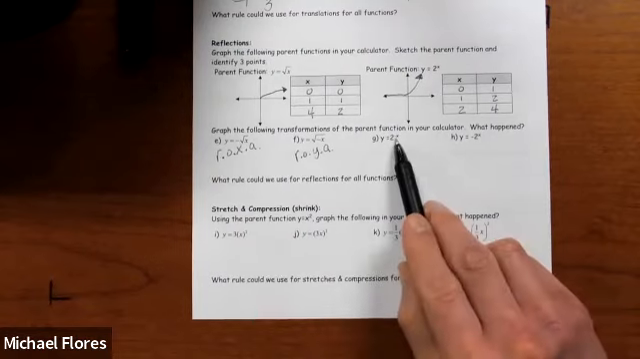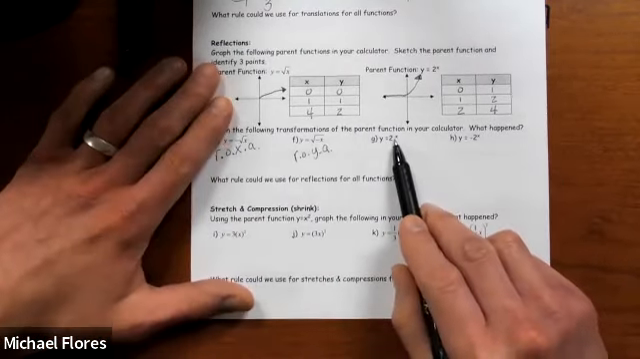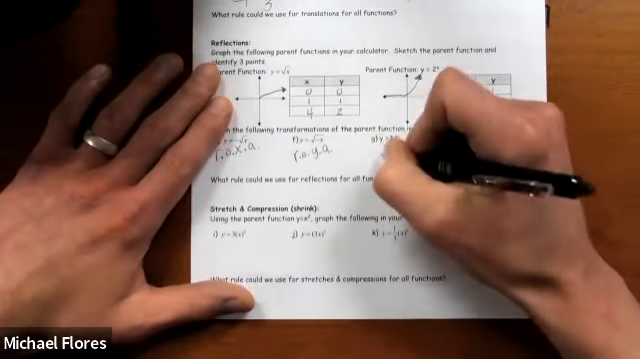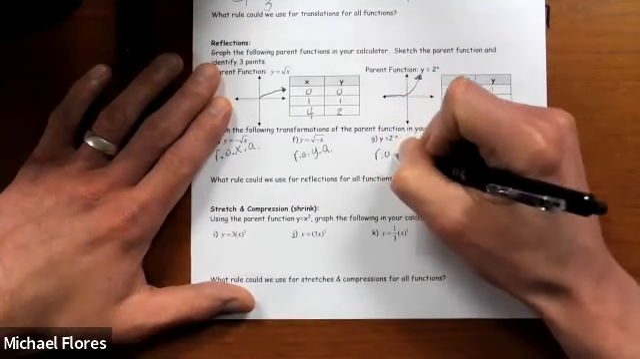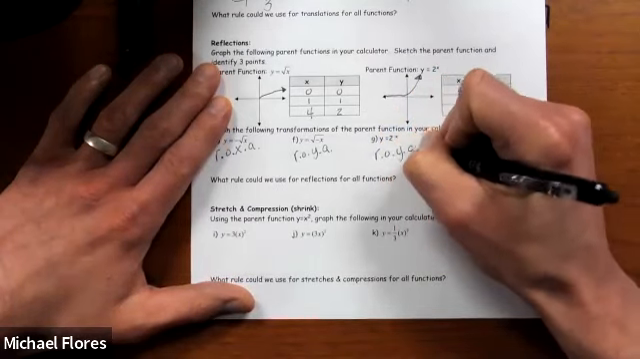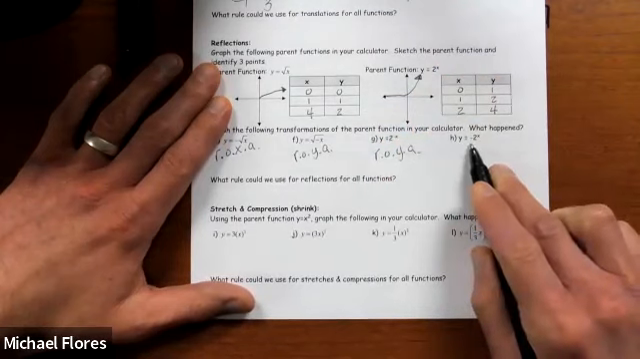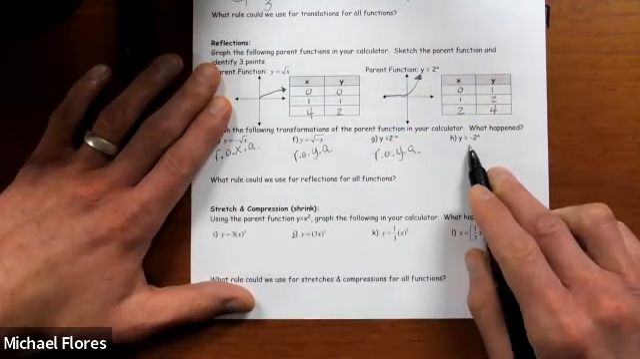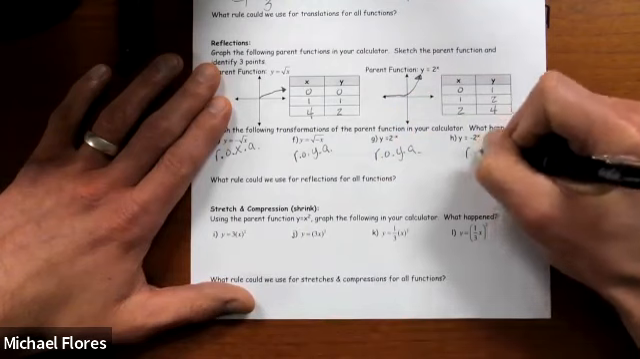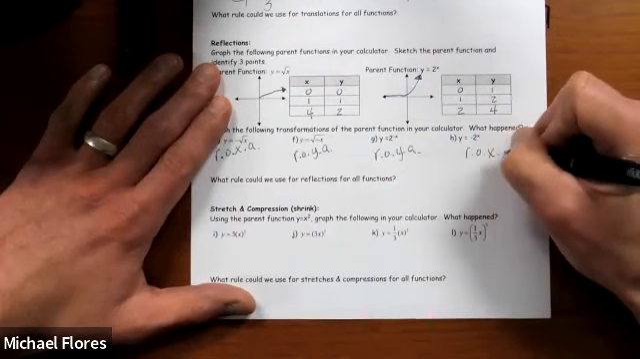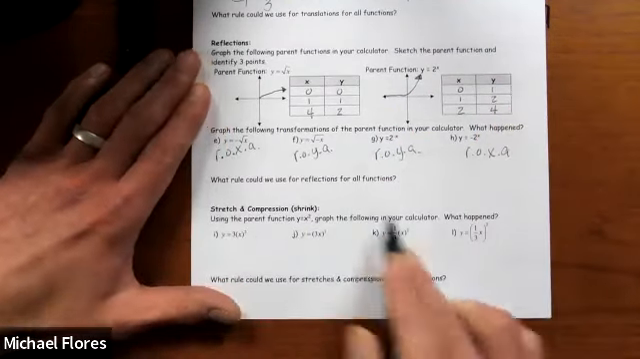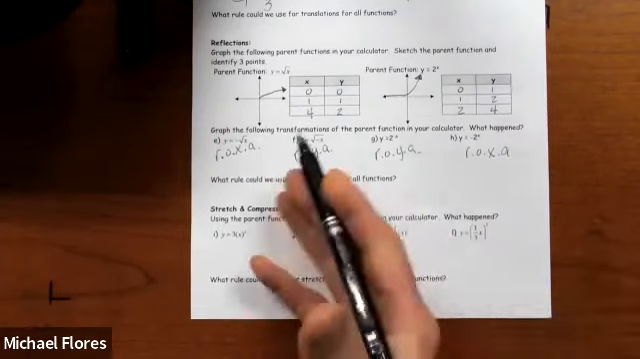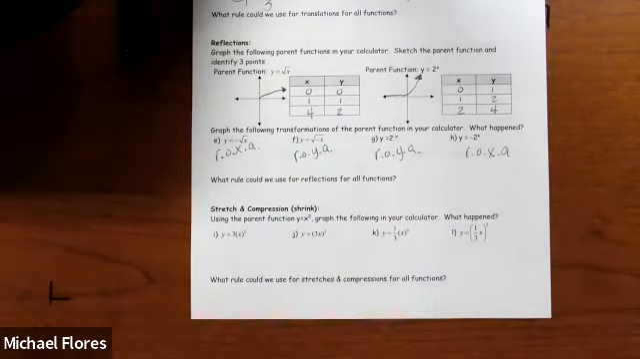So here we have a negative that is attached to that x. Therefore, we're going to have a reflection over the y-axis. We have a negative that is not attached to the x. So this is a reflection over x-axis. What rule could we use for the reflections? Well, we just went over it. Feel free to summarize that however you would like.